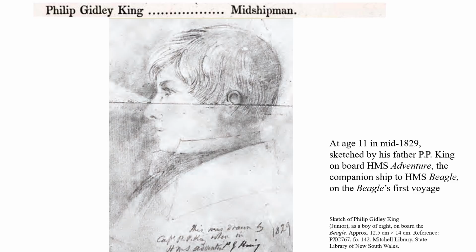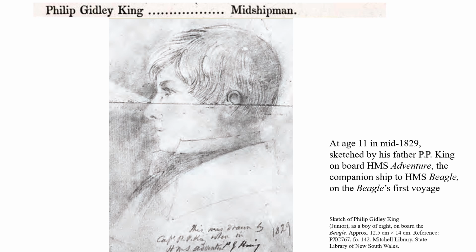As already mentioned, another person on board the Beagle's second surveying voyage was Philip Gidley King Jr., shown here in a sketch by his father, that is Philip Parker King, during the Beagle's first surveying voyage. Philip Gidley Jr. was born in Parramatta, west of Sydney. At age 5, he went to England with his father and sailed with his father on the Beagle's first voyage from 1826 to 1830, when he was aged between 8 and 12. As we shall see, he left the Beagle's second voyage at Sydney and returned to his parents, who were then, as already mentioned, living on a farm west of Sydney.